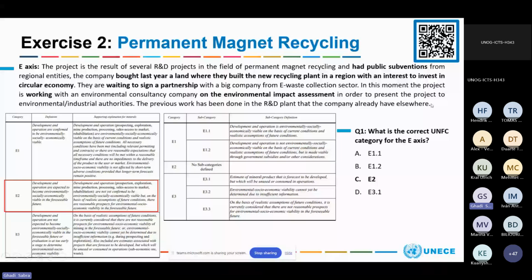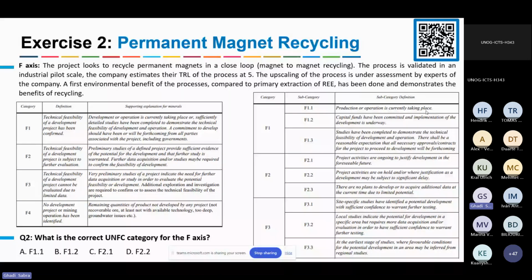So the project looks to recycle permanent magnets in a closed loop, magnet-to-magnet recycling. The process is validated in an industrial pilot scale. The company estimates their TRL, which is the technology readiness level of the process, at 5. The upscaling of the process is under assessment by experts of the company. A first environmental benefit assessment of the process compared to primary extraction of REE has been done and demonstrates the benefits of recycling. So what is the correct UNFC category?